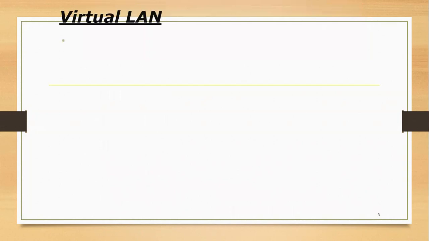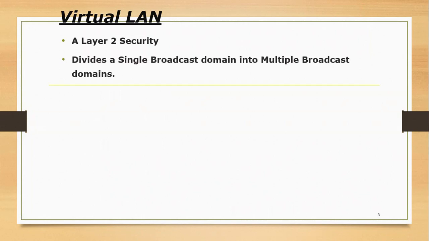Let's go ahead. Virtual LAN. So as I said, a virtual LAN or a VLAN is created to provide security. So it's a layer 2 security. It divides a single broadcast domain of a switch into multiple broadcast domains. So as we know, a switch is a single broadcast domain. All the ports of a switch lie under the same broadcast domain, which is VLAN 1 here. So to create multiple domains from a single broadcast domain of a switch, we can configure VLANs and bind the ports to particular VLANs.